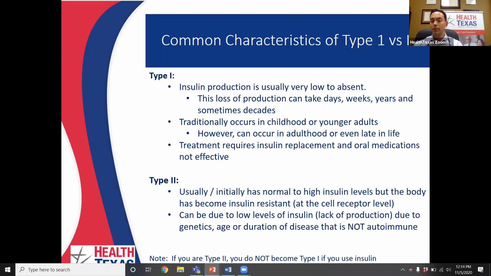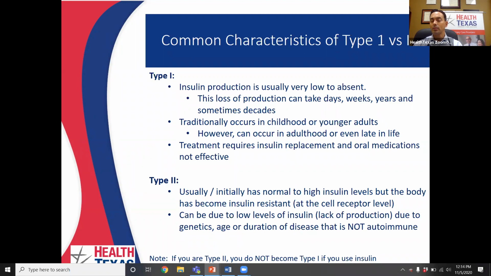It's also true that if a type 2 diabetic is insulin resistant and has high levels of insulin for long enough, the pancreas can kind of get worn out, for lack of a better term, and begin to produce less and less insulin over time. So oftentimes for patients that have had diabetes for many years, often many decades, we'll see that their insulin levels do begin to fall and they become insulin deficient over time.